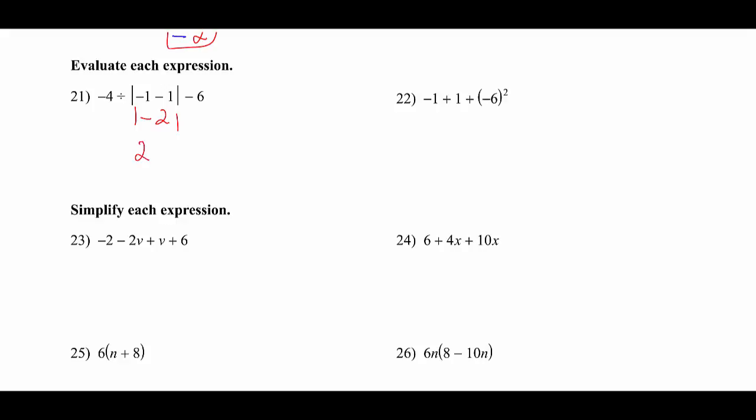Then I'll write down the rest that I haven't done yet. So -4 divided by 2 minus 6. Division comes before subtraction. -4 divided by 2 is a -2. I'm going to subtract 6. Those are making each other more negative, so that I get -8.